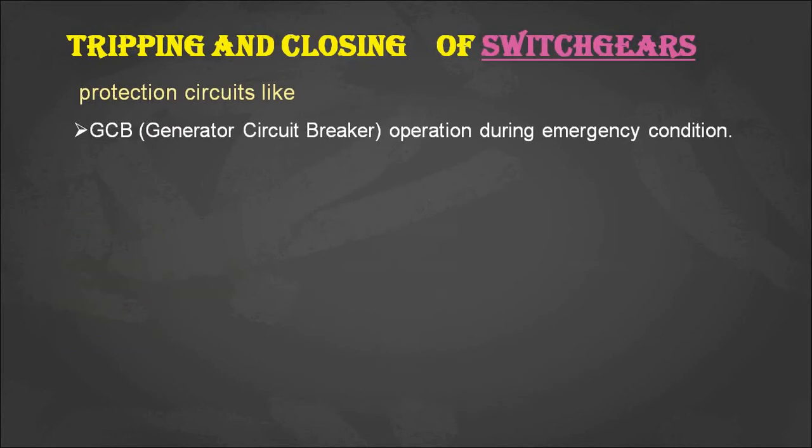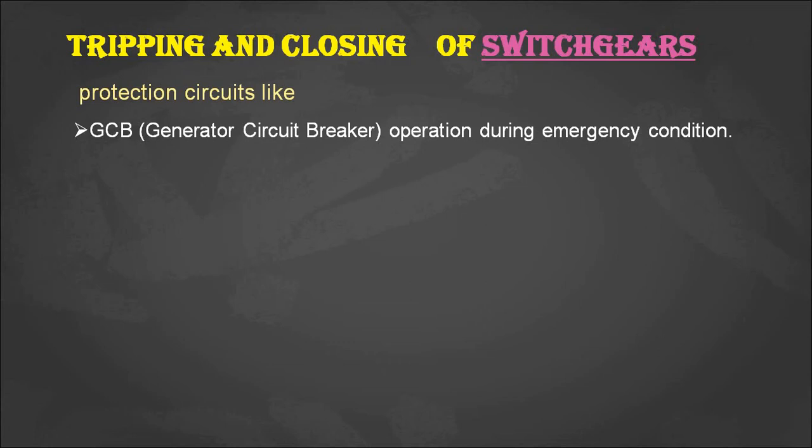The next one is the tripping and closing of the switchgears. Here, in the application of protection, if there is a fault, the relay senses that fault, and this will give the command to the switchgears for tripping and closing of the switchgears.